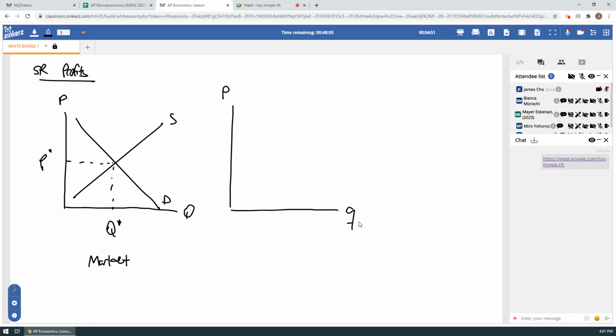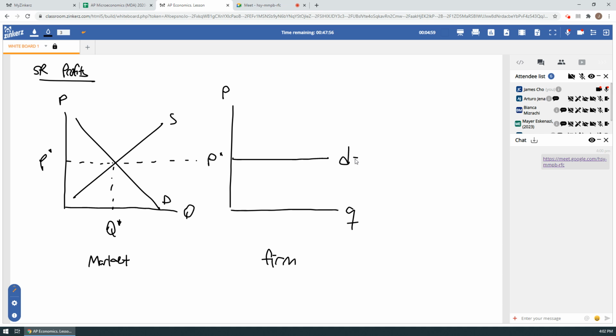P, little q, for the firm. P star, straight line, demand is equal to MR. There's my MC. There's my Q star.